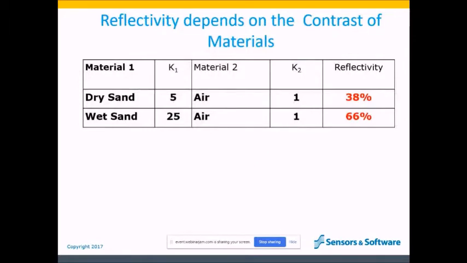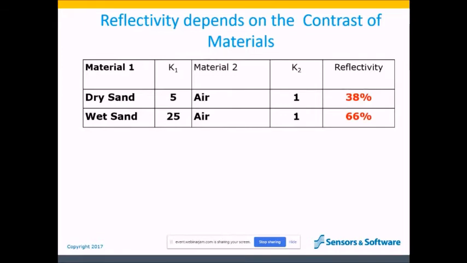Okay, let's add water to that dry sand and make it wet sand. So now our air-filled non-metallic pipe is surrounded by wet sand. What does that do to the amount of energy that reflects from the pipe? The contrast between wet sand and air is larger than between dry sand and air. So more energy reflects in the wet sand situation: 66% versus 38% in the dry sand situation. That means that a non-metallic air-filled pipe is easier to detect in wet sand than dry sand.